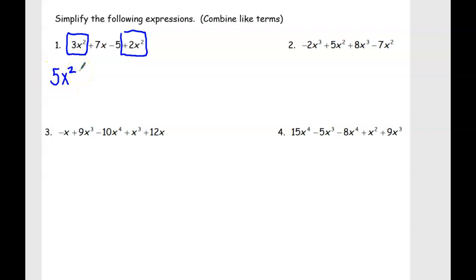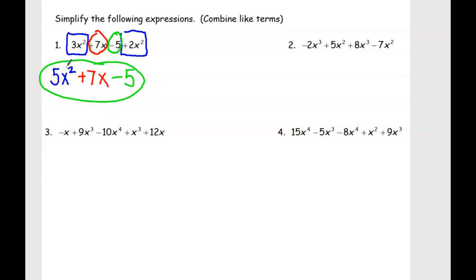From here, I'm going to see, can I combine my 7x with anything? Nope, nothing to combine that with. So it's just going to be plus 7x. Then I look at my constants. I have a negative 5, but I don't have anything else I can combine it with. So I'm just going to say negative 5. That would be my answer, 5x squared plus 7x minus 5.